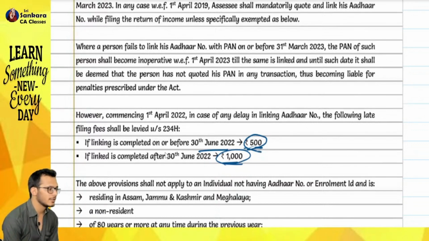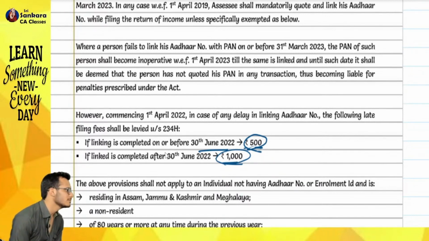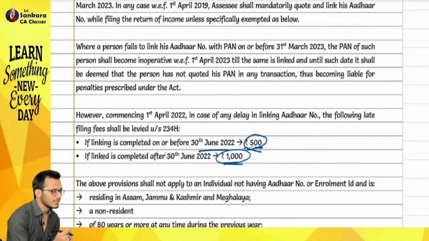After that, you link again, you will get it. You cannot get a new PAN number. That is illegal. How will he get it? As per new rules, if you want to apply for a PAN, you need to quote your Aadhaar number, then you will get a PAN number.